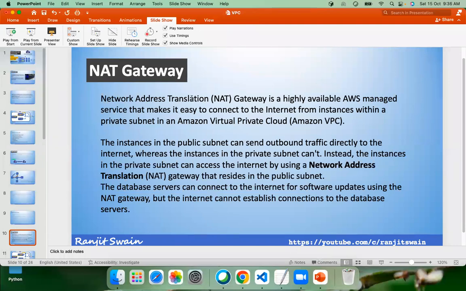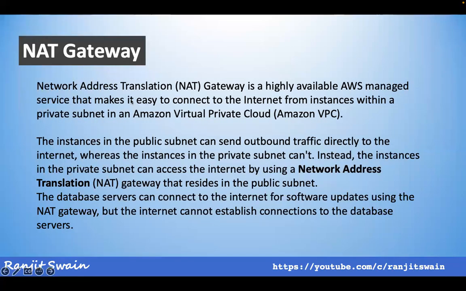Now, if I go here, we can see the NAT gateway. What is this NAT gateway? NAT means network address translation. The NAT gateway is a highly available AWS managed service that makes it easy to connect to the internet from instances within a private subnet in an Amazon Virtual Private Cloud, or Amazon VPC.